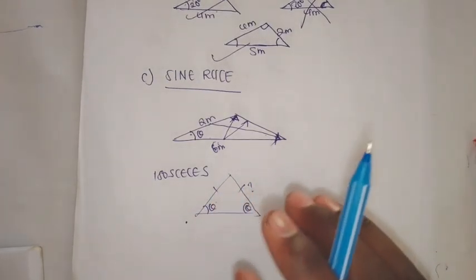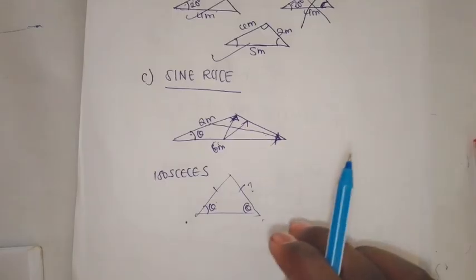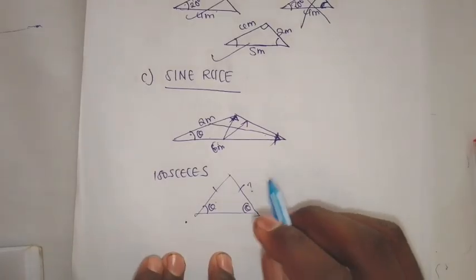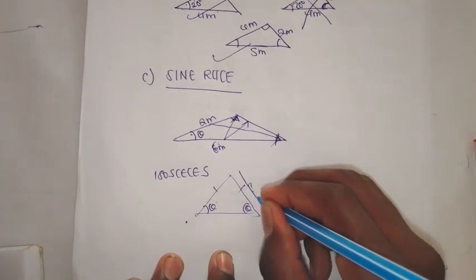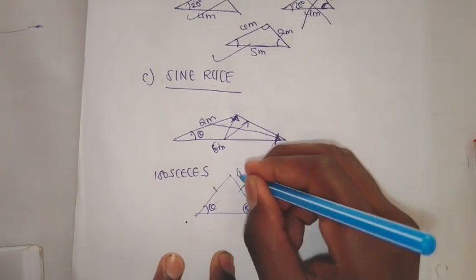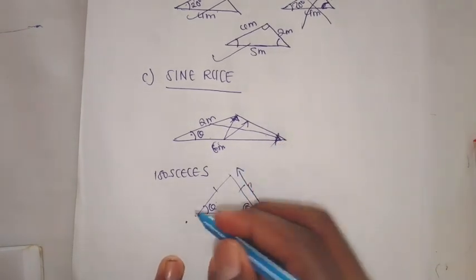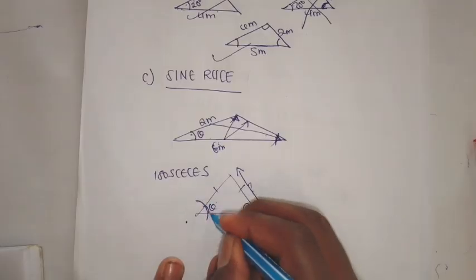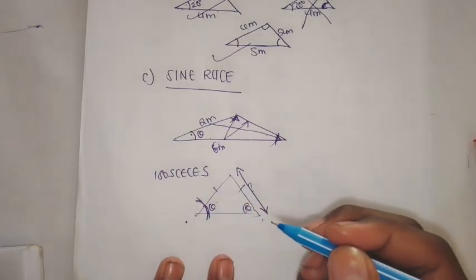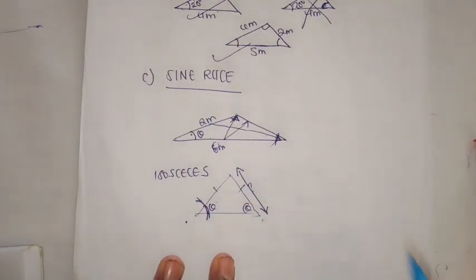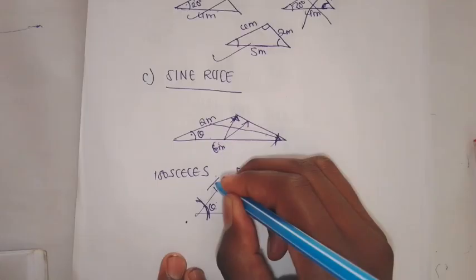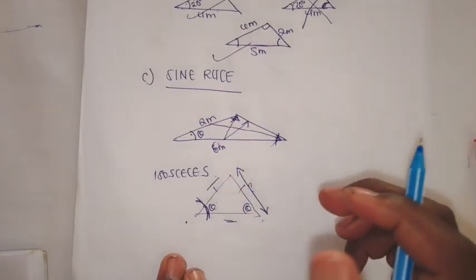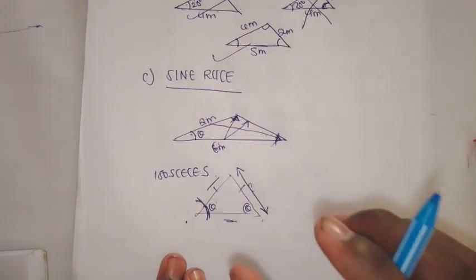So the sine rule can be used to find this side. Let's say, for example, this side. If you are given this angle and the length of this one or this one, you can use sine rule.